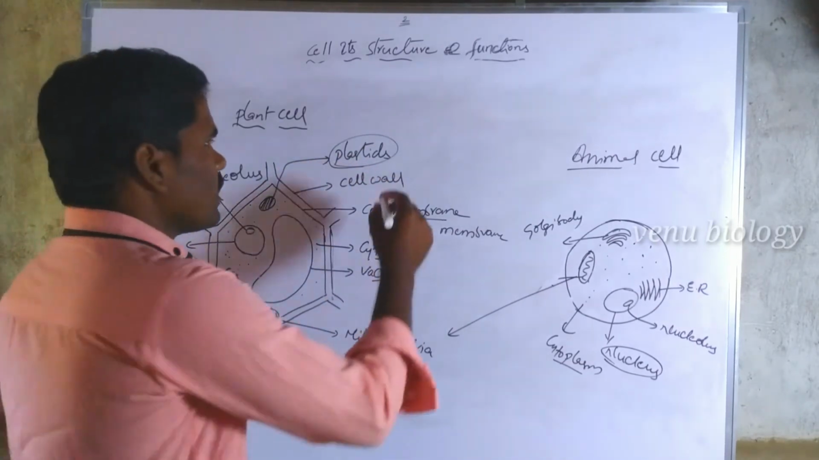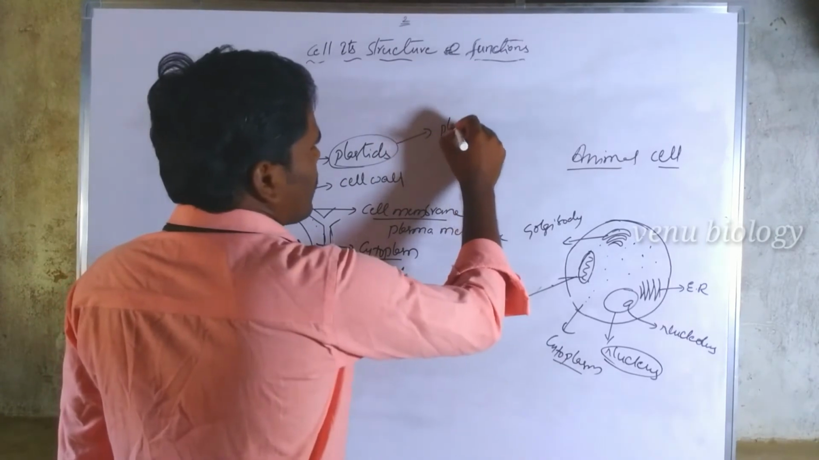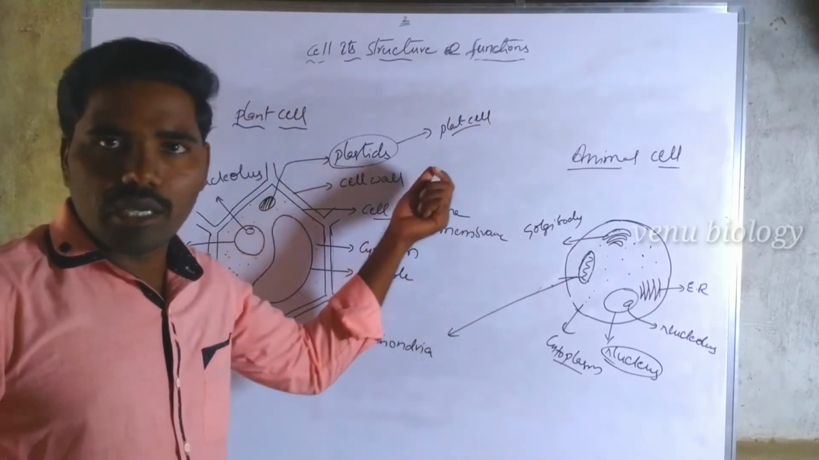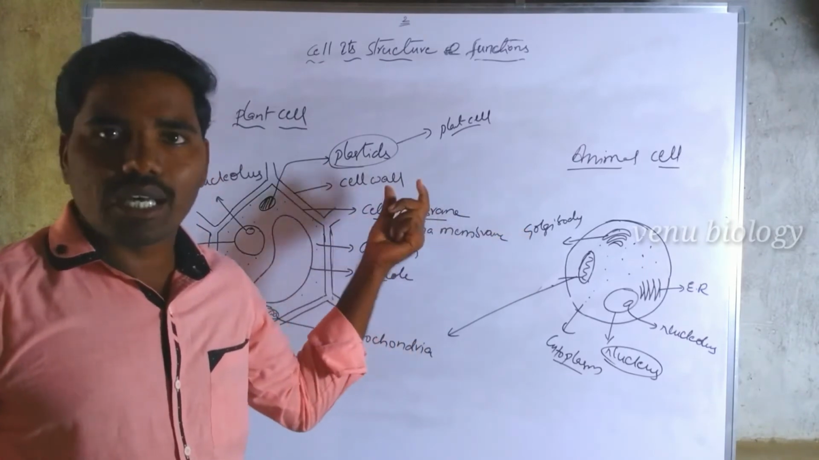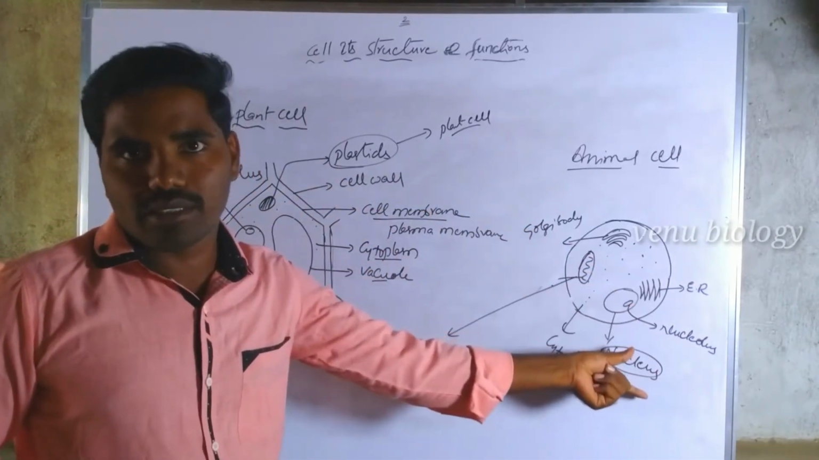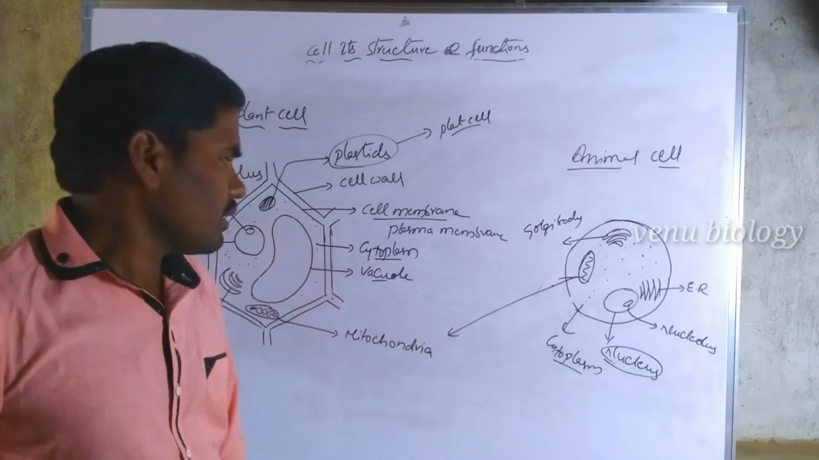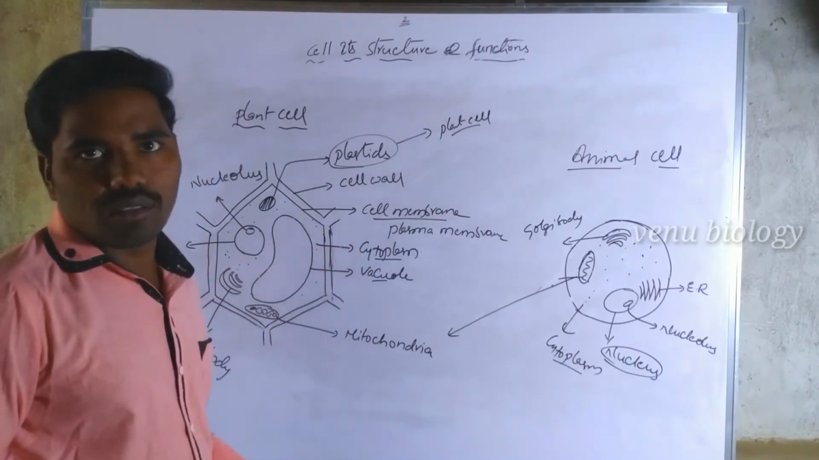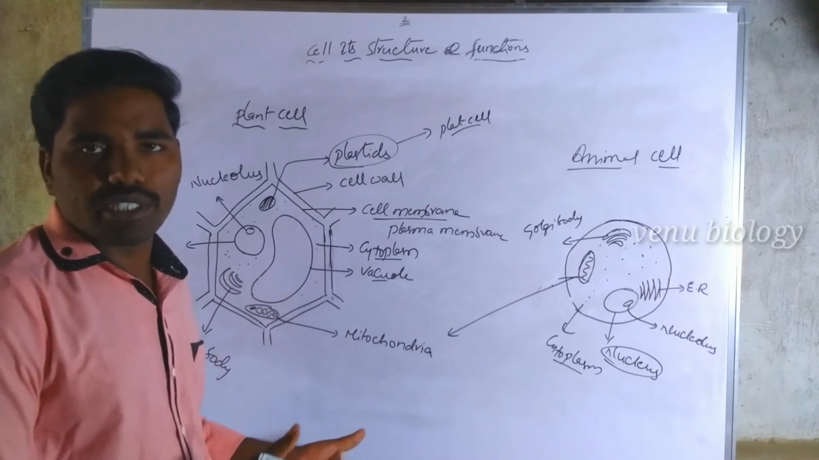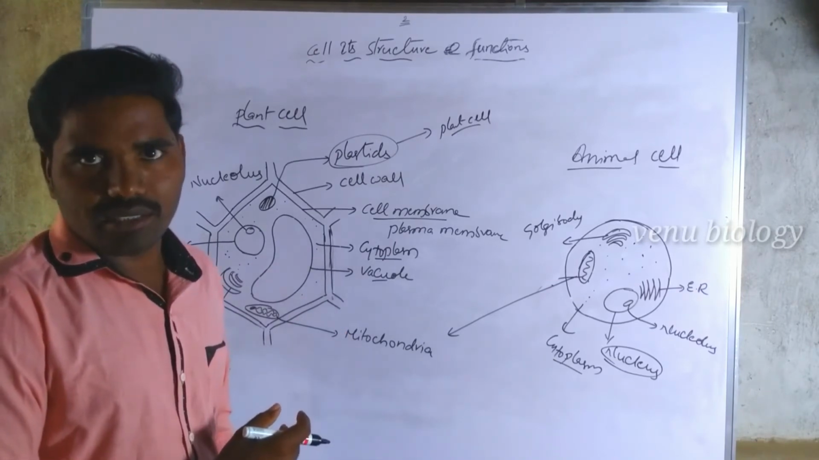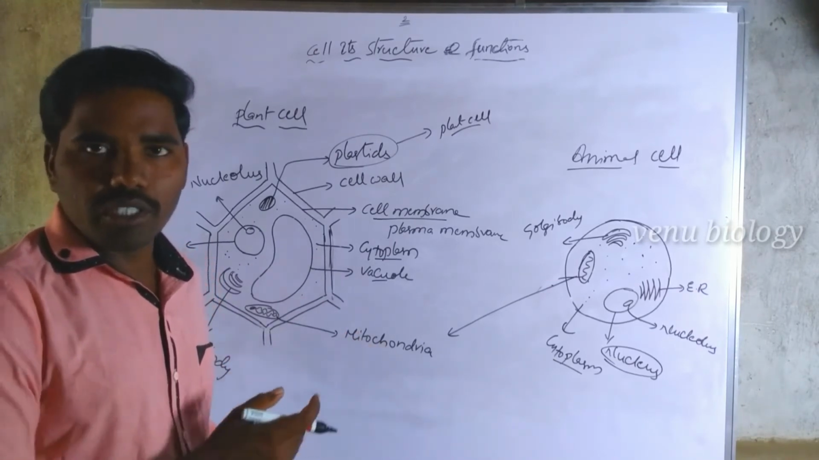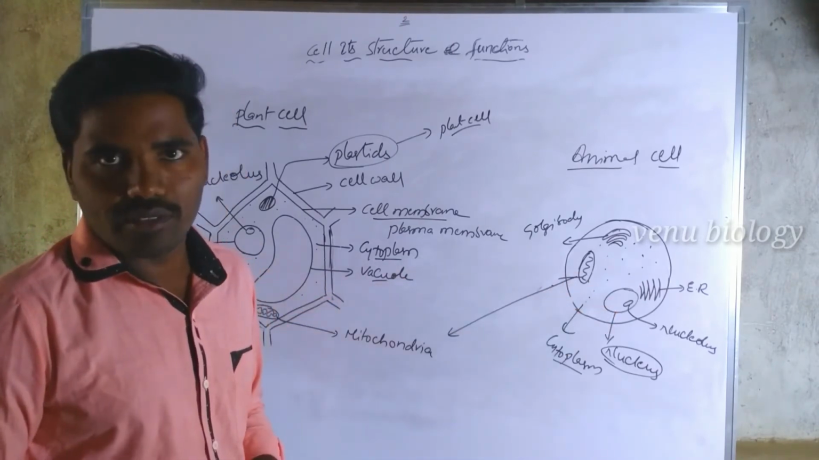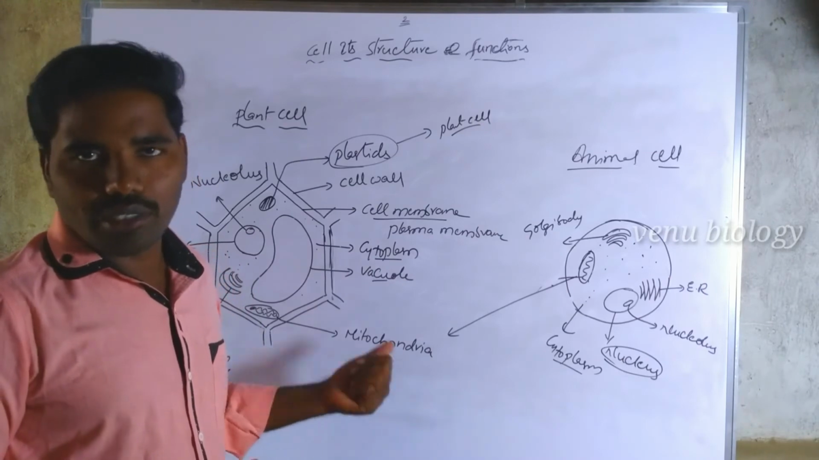Plastids are found only in the plant cell. These are absent in the animal cells. Okay, next one. The outer coat, the cell wall. Cell wall is mostly found in the plant cells only. Cell wall is absent in the animal cells.